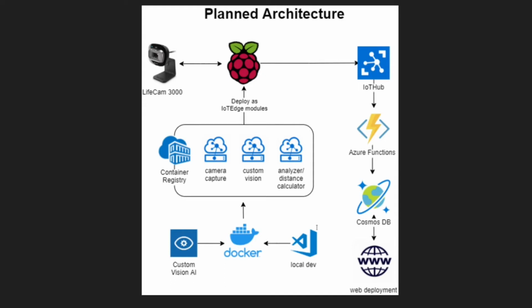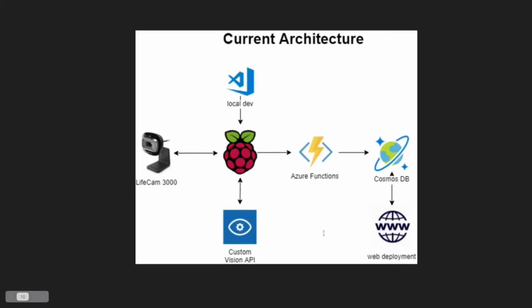However, because of time constraints and some errors setting up our Raspberry Pi 4, we switched to a more basic plan, where we make calls to our Vision API and send them directly to the database via Azure Functions.